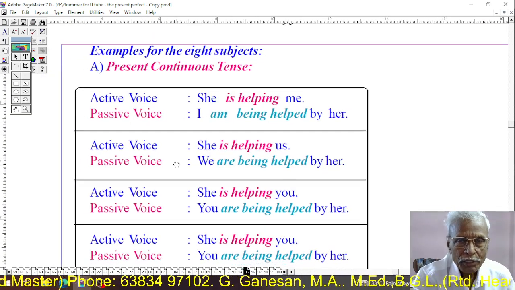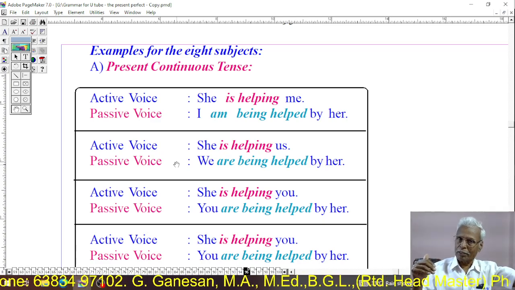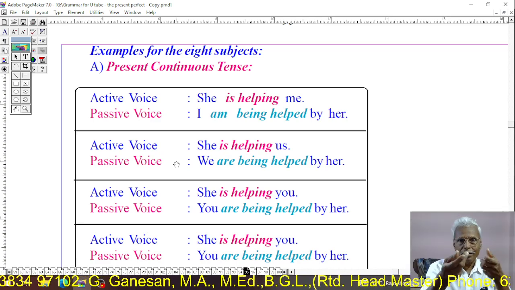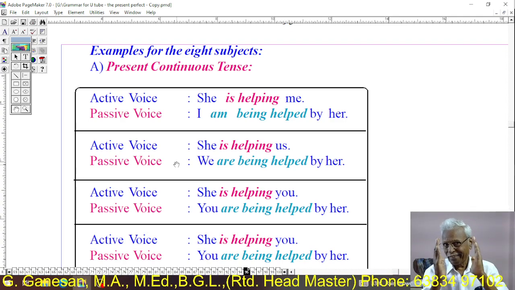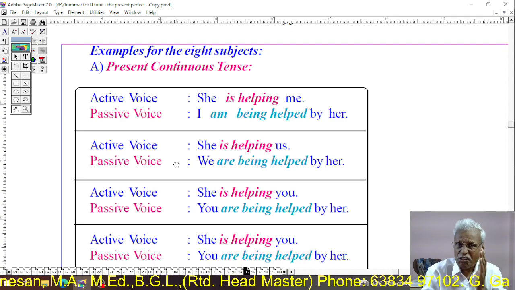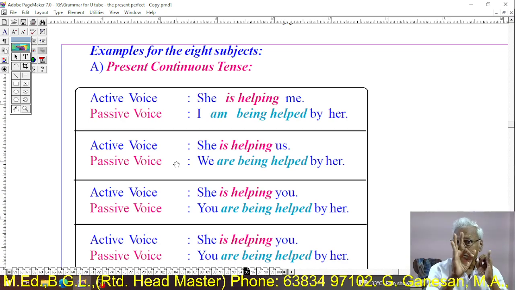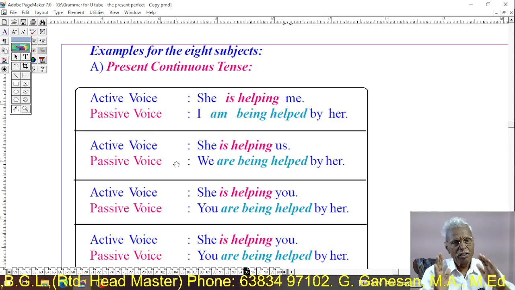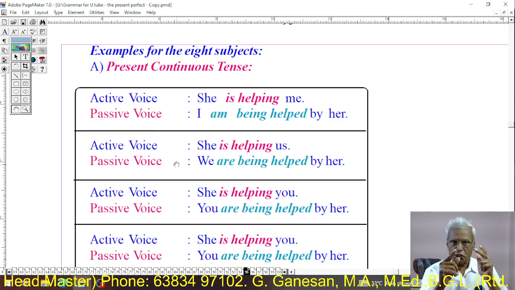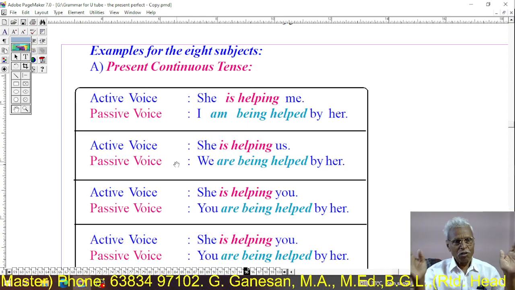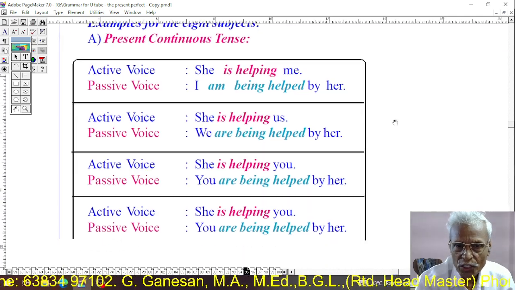Then the examples for the 8 subjects. In the lessons, I gave only some 3 examples to make the message easy. I have given 3 examples, but here I have taken the 8 subjects: I, we, you, he, she, it, they. How? From active into passive. You see?